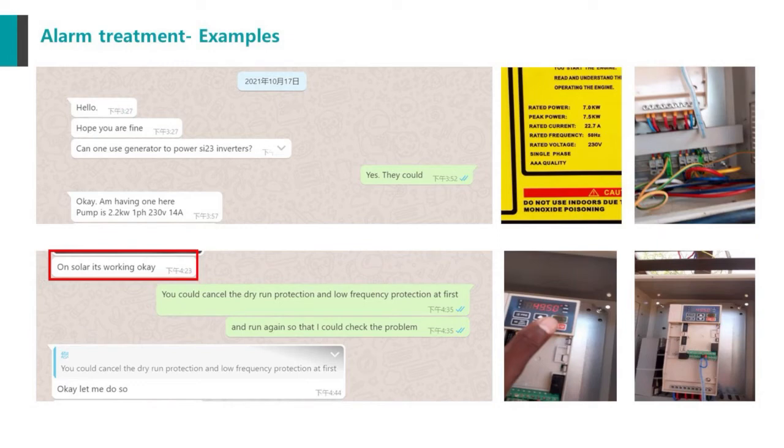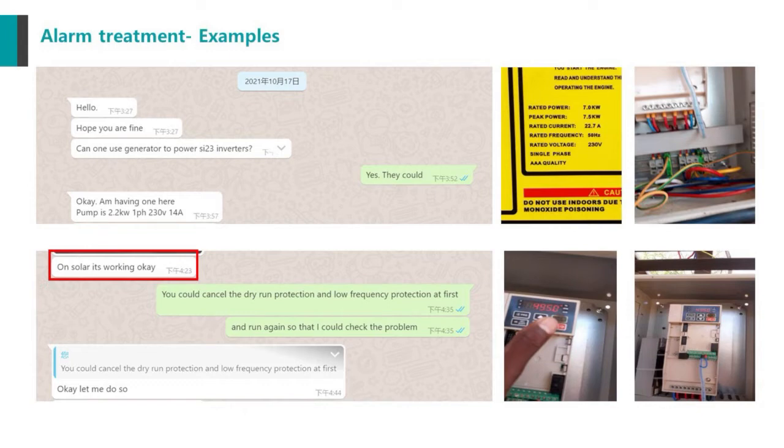And here is an example for the alarm treatment. One day, a customer contacted me and informed me that the inverter worked normally with solar power, but it had some problem with the generator power. And he shared some pictures and videos with me. From the pictures and videos, I found it displays a fault. Actually, it is an alarm.